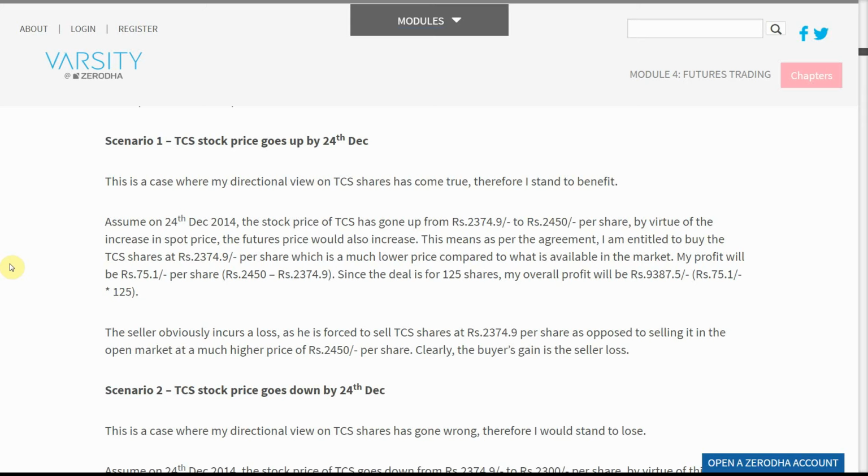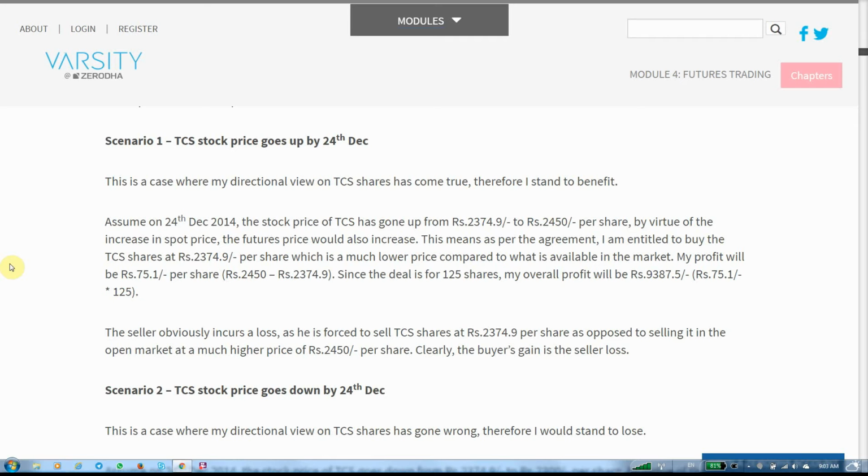This means, as per the agreement, I am entitled to buy the TCS shares at 2,374 rupees and 90 paise per share, which is a much lower price compared to what is available in the market. My profit will be 75 rupees and 10 paise per share, 2,450 rupees minus 2,374 rupees and 90 paise. Since the deal is for 125 shares, my overall profit will be 9,387 rupees and 50 paise, that is, 75 rupees and 10 paise times 125.